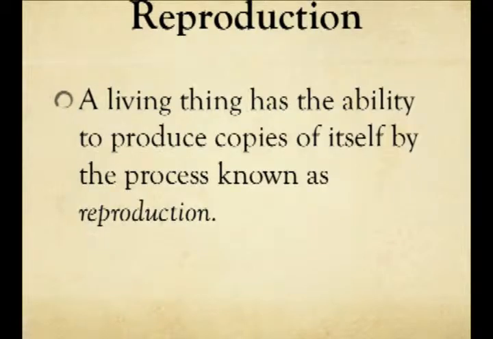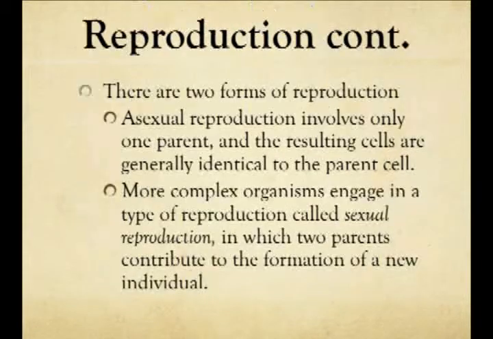Reproduction. All living things have the ability to reproduce, to make copies of themselves by the process known as reproduction. There are two forms of reproduction. Asexual reproduction involves only one parent, and the resulting cells are generally identical to the parent cell. More complex organisms engage in a type of reproduction called sexual reproduction, in which two parents contribute to the formation of a new individual.